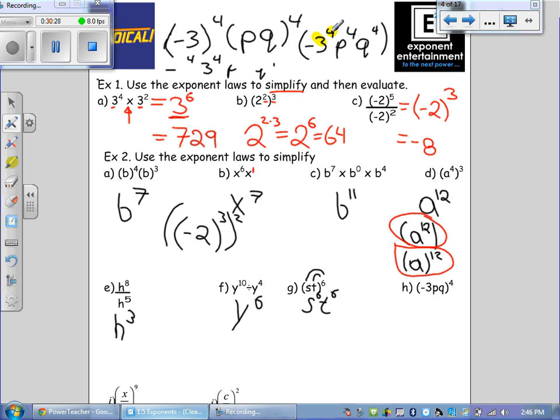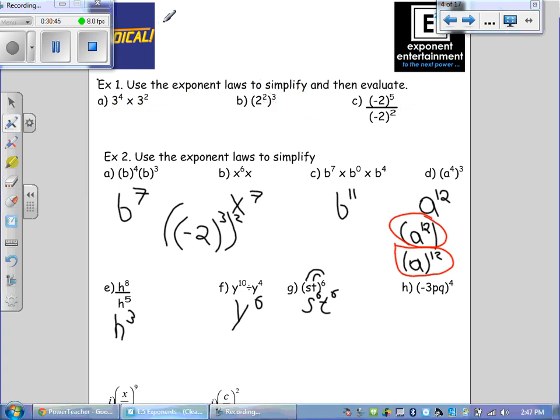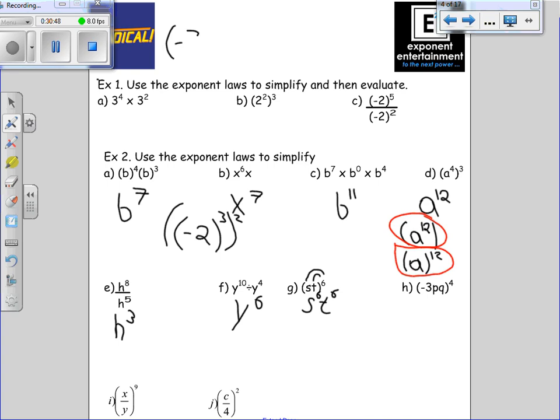And this is why, because you had negative 3 to the power of 4. It's like saying negative 3 times negative 3 times negative 3 times negative 3. It's an even number of negatives, so they'll cancel each other out. This negative will cancel with this negative, and this negative will cancel with this one. But if it was an odd exponent, then you wouldn't be able to cancel them all out like that. There would be one left over, which is why it's negative. So yeah, you're right.